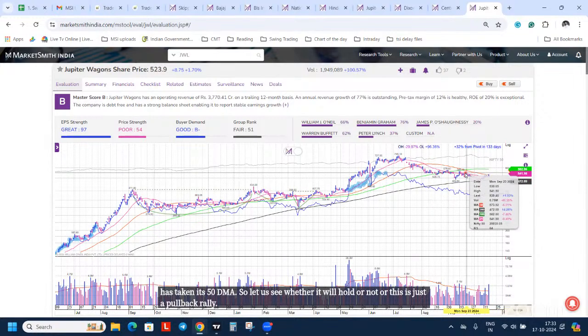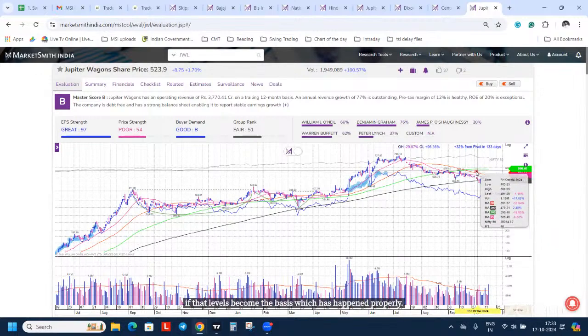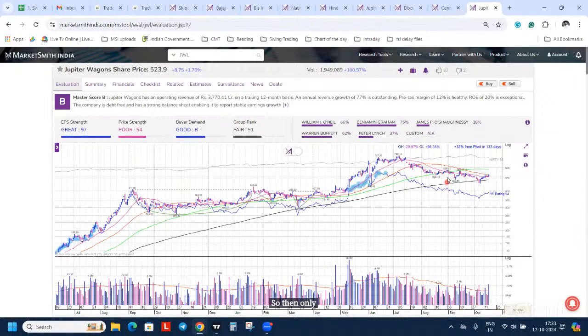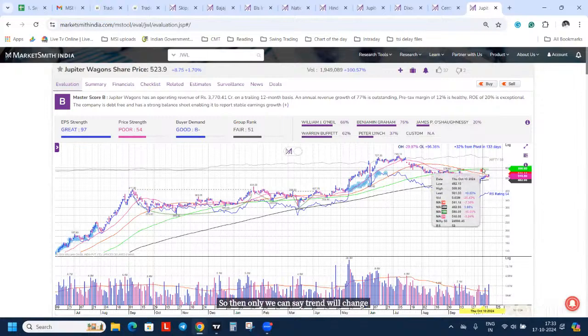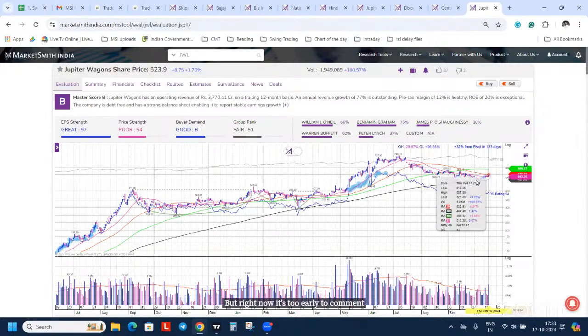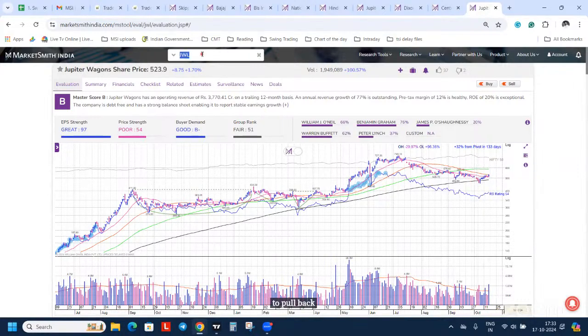If the base has formed properly, it has to hold that 50 DMA or this 580 kind of level. Then only can we say the trend will change from here, whether a fresh breakout will happen or not. But right now it's too early to comment whether it is a pullback or not. So the next one, I think, is Bajaj Finance.